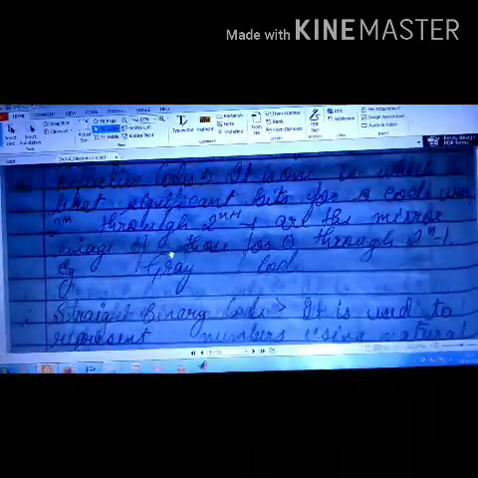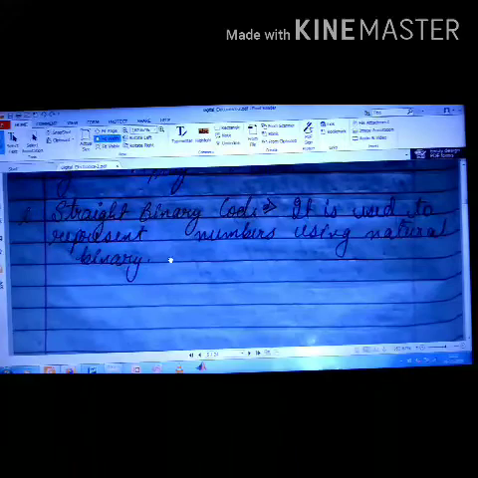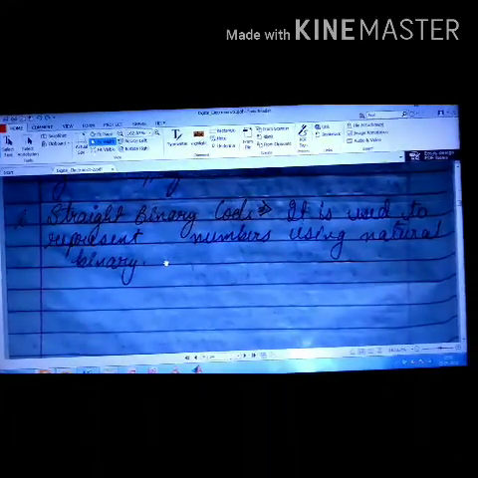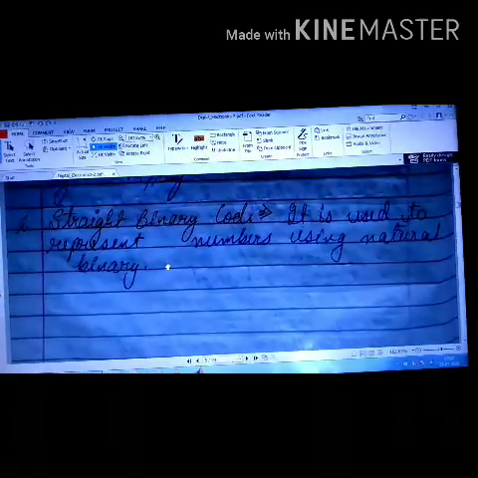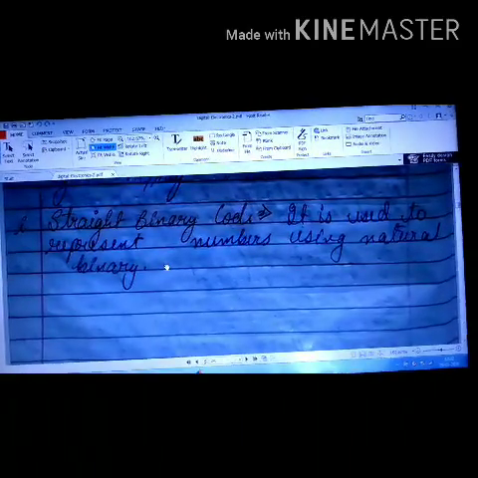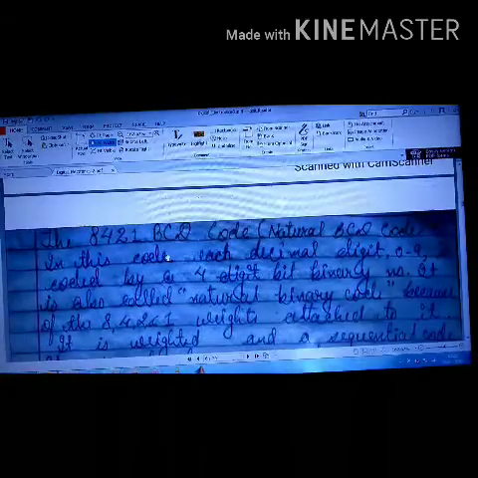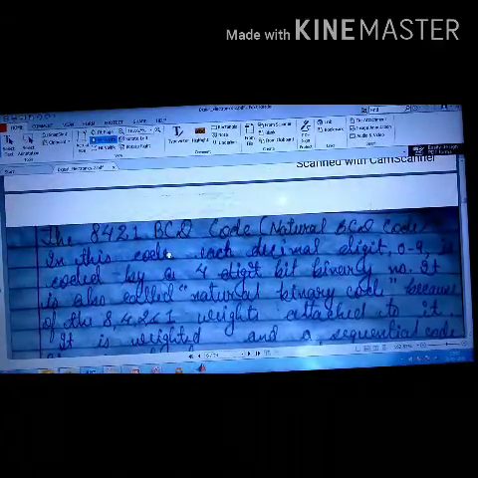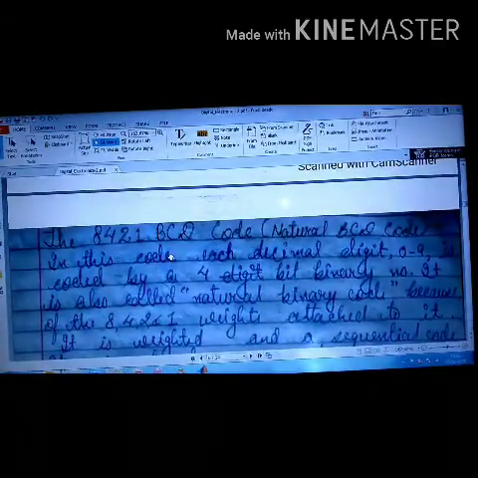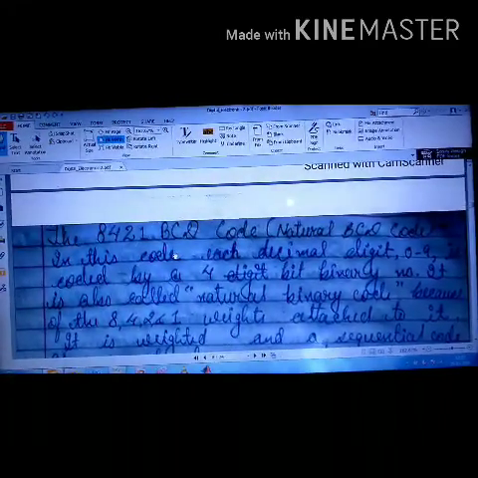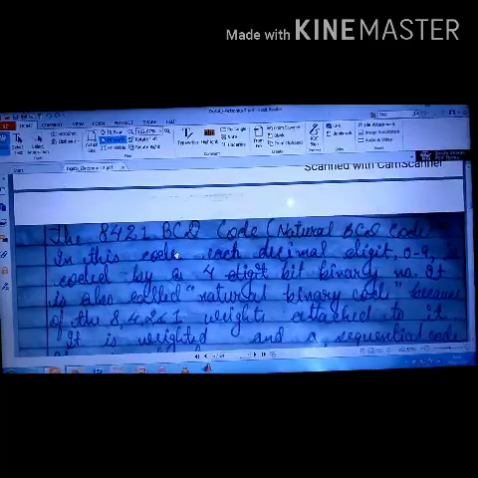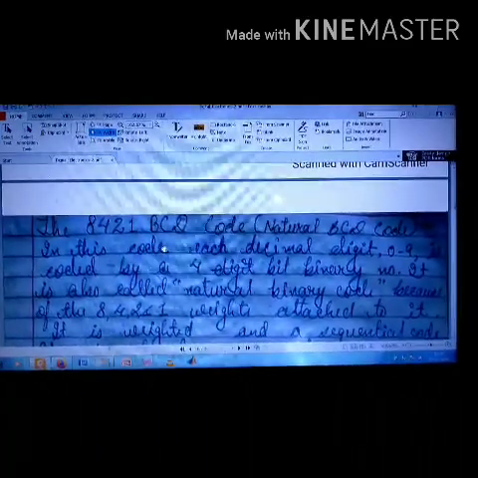Then there is the straight binary code. It is used to represent numbers using the natural binary form, or you can say the normal binary which is being used. From the next lecture, we will be studying particular codes one at a time. 8421 will be the first one, also known as BCD code or natural BCD code, and thereafter some more codes will be studied which are in your curriculum. Okay, thank you.